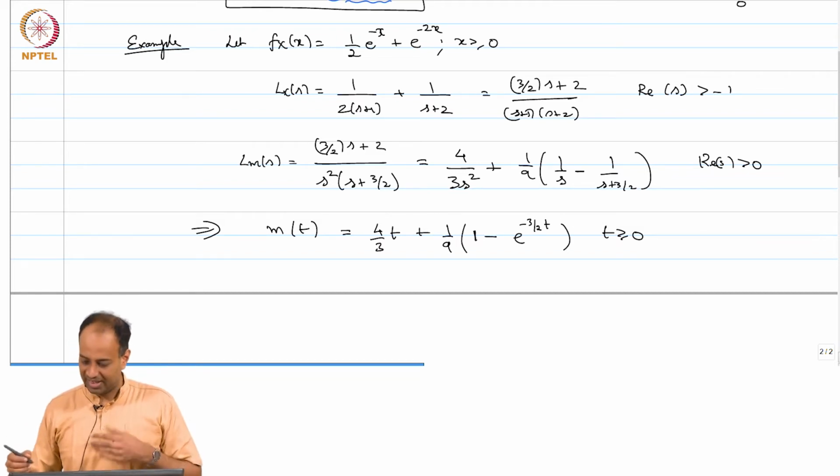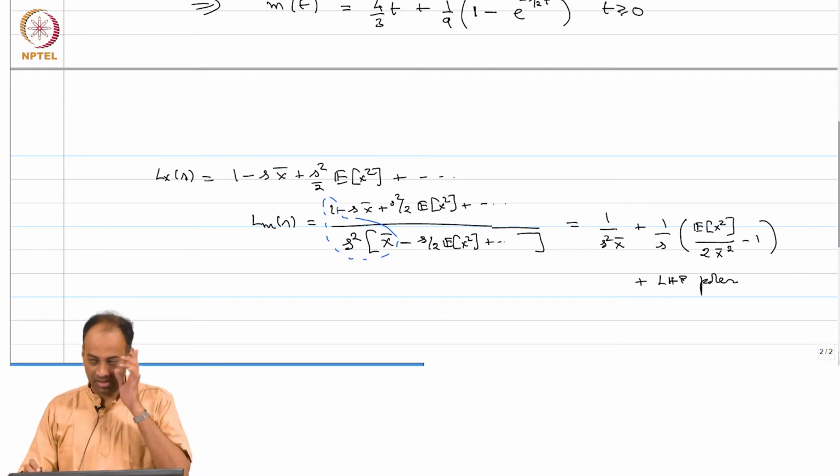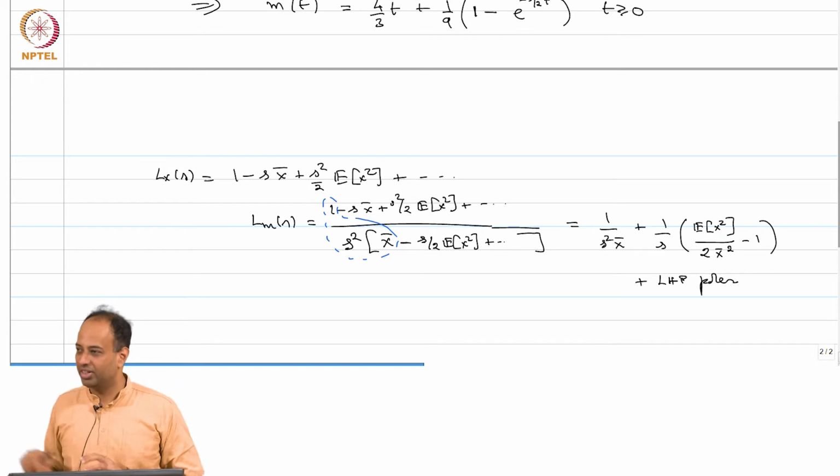Okay, just like we had in the example. So, basically the terms that matter. You have a second order pole at 0, which will correspond to a term of 1 over s square, a term corresponding to 1 over s, and a whole bunch of decaying terms. This is a standard thing.